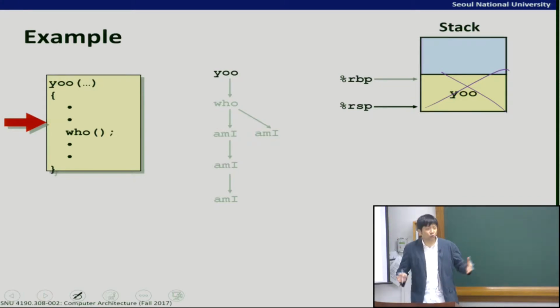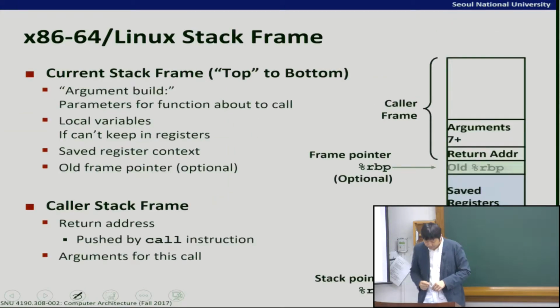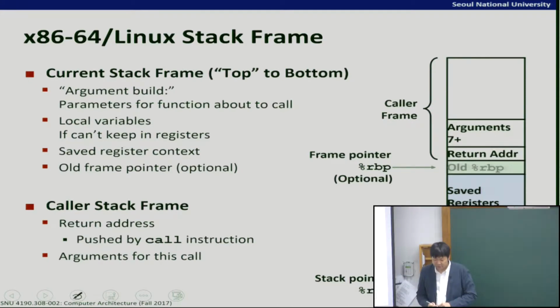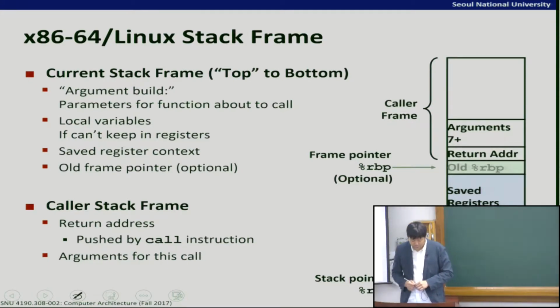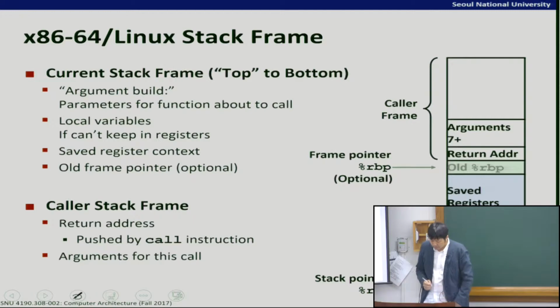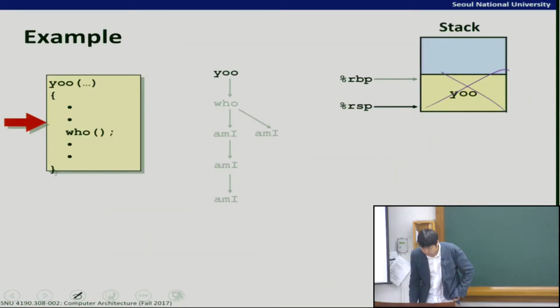Then maybe your natural question is, what is stored in this stack frame? What data is stored? That's the natural question. So here is the stack structure, the x86 Linux stack frame. Here is a current caller. Let's say in this case U is the caller, and who is the callee.